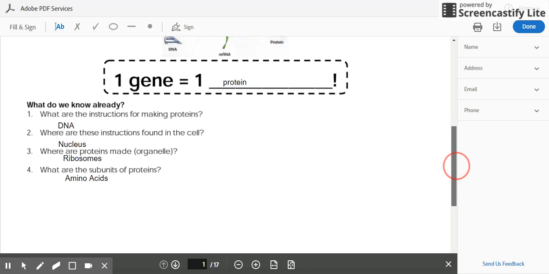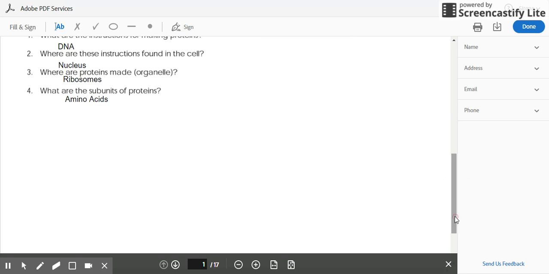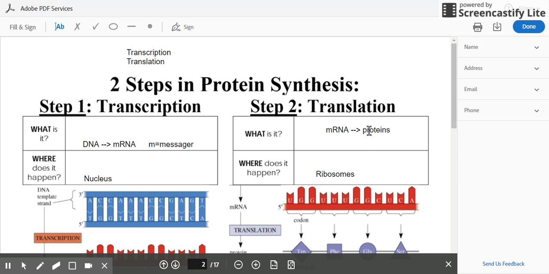All right, moving on to page 63. On page 63, we knew there were two steps in protein synthesis, transcription and translation. I always remember that transcription comes before translation because the C in transcription is before the L in translation, like in the alphabet, the C comes before the L. In transcription, we just summarized and said this is where we go from DNA to mRNA.